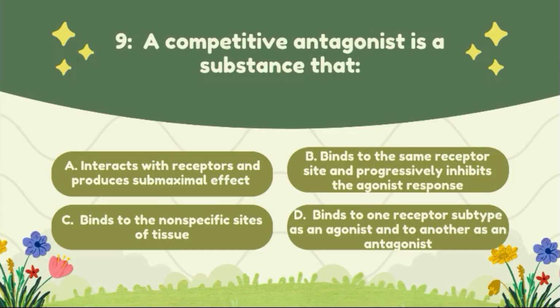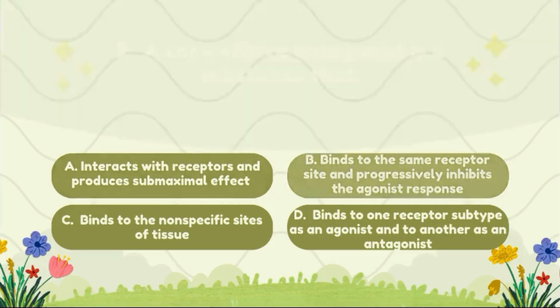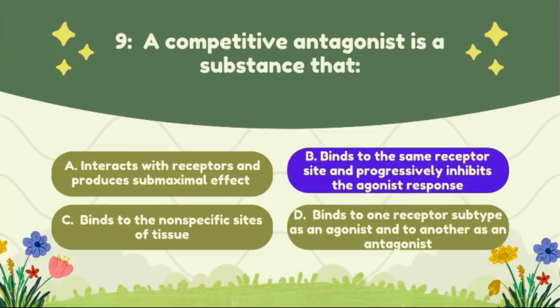Question number 9. A competitive antagonist is a substance that: A. Interacts with receptor and produces submaximal effect. B. Binds to the same receptor site and progressively inhibits the agonist response. C. Binds to the non-specific site of tissue. D. Binds to a receptor subtype as an agonist and another as an antagonist. So answer is option B, bind to the same receptor site and progressively inhibit the agonist response.